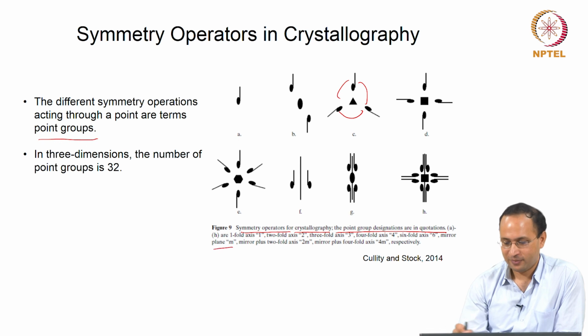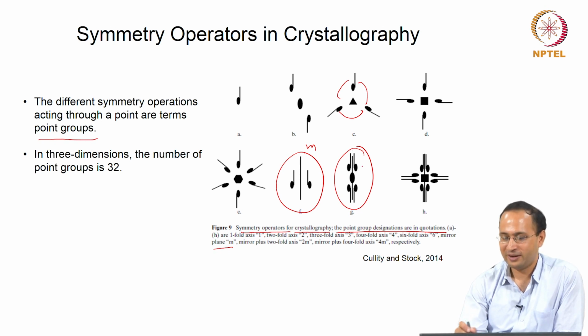Mirror plane M. It is just a mirror image, right. This one is M. Now this one is mirror plus 2-fold axis. So you see mirror and also a 2-fold axis. 2-fold means you rotate 180 degrees and you will get the same. Is it clear? Here you have mirror plus 4-fold.